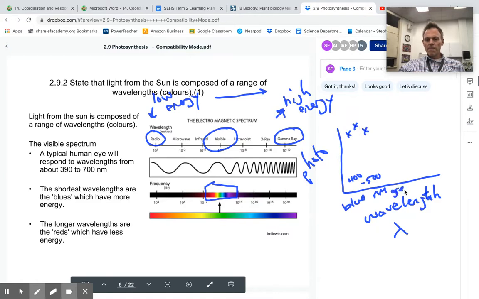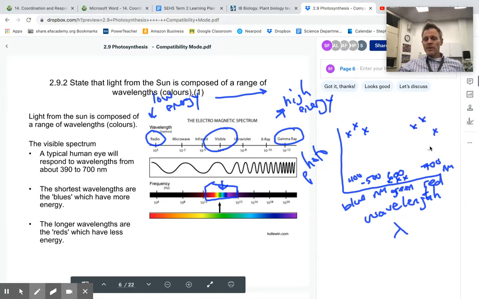Green, however, is in the middle of our spectrum. Green has a wavelength of about 600 nanometers. If we took data on that, we would notice very little photosynthesis happening down here. Then if we go to red, which is on this side, more towards the low energy where our wavelengths are bigger, red is about 700 nanometers, more or less. And we would see some data points up here too.